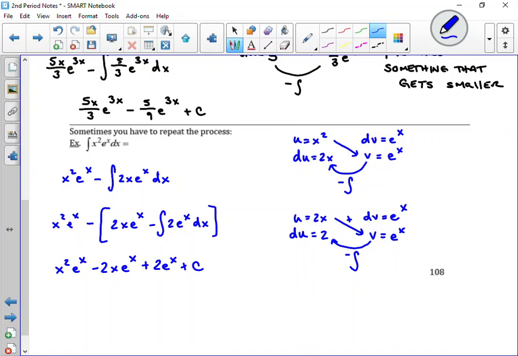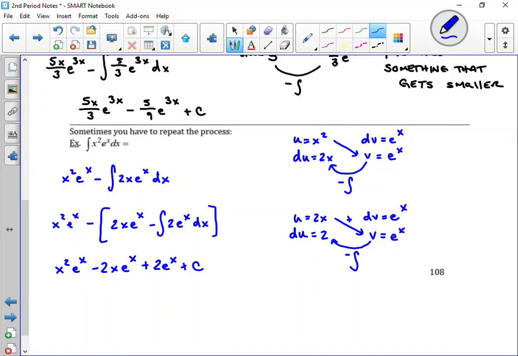Jordan? Why is it negative the second time? The second time, because it's UV minus integral V du. Oh, did you put plus? I think I did that the entire way through. Just change your pluses to a minus. Anyways, so the first one's a plus, the second one is a minus, and the third one will be a plus, and then the fourth one would be a minus, right?